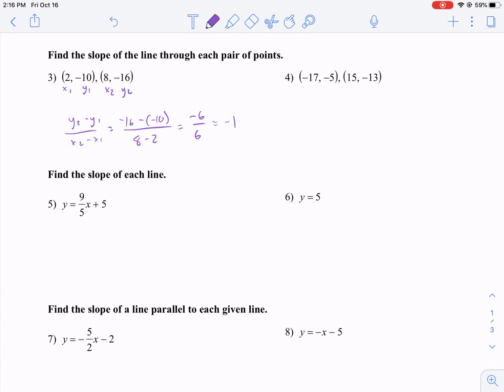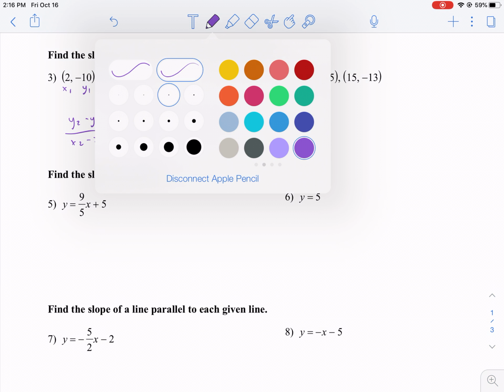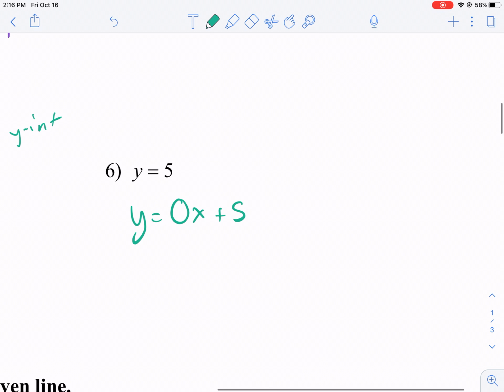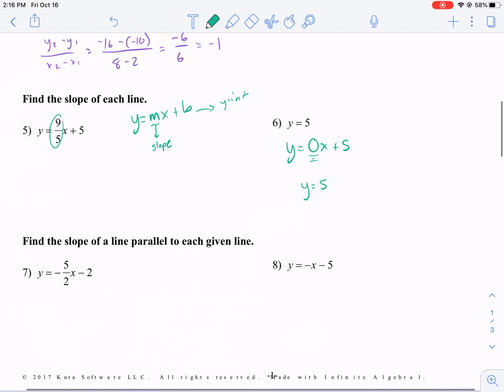So there's our slope. If it's written in this form, I'm going to go ahead and do both of these for you. We have 9 over 5, and that's just our slope because it's already in slope-intercept form, where m is your slope and b is your y-intercept. Now, you might think that for number 6, 5 is your slope, but you would be incorrect. Your slope is actually 0. This is a special case where 0 times x is your slope, and that just leaves you y equals 5, so it is a horizontal line.